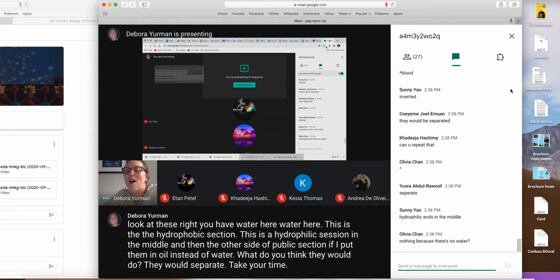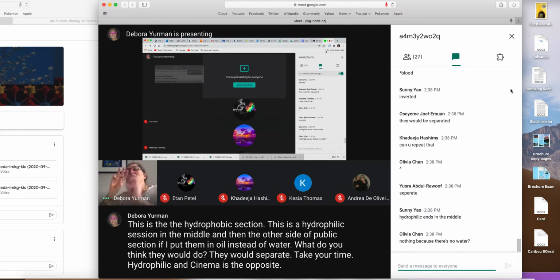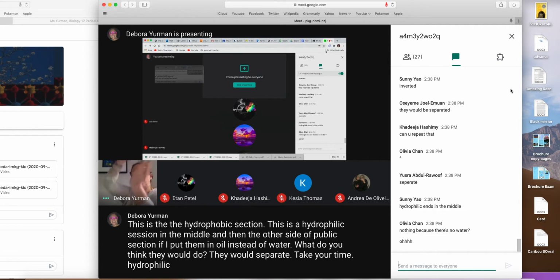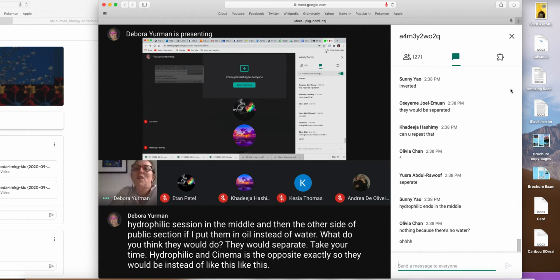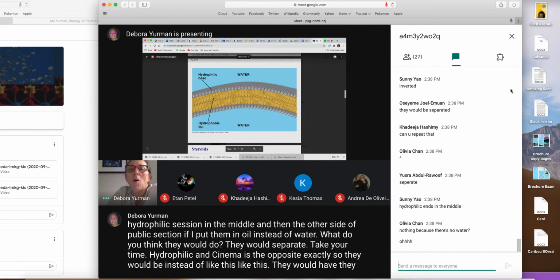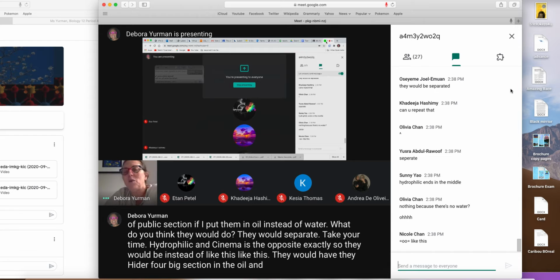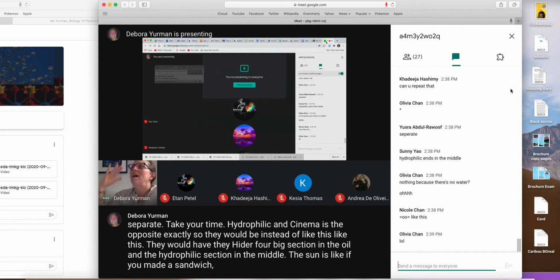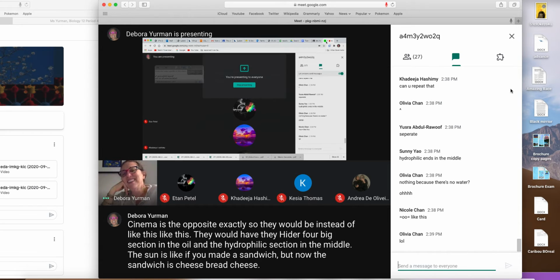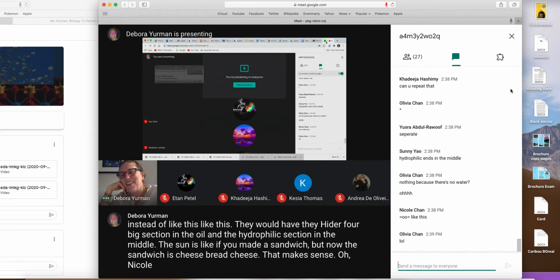Hydrophilic, it's in the middle. It's the opposite, exactly. So they would be, instead of like this, they would have the hydrophobic section in the oil and the hydrophilic section in the middle. It's like if you made a sandwich, but now the sandwich is cheese, bread, cheese. Does that make sense? Oh, Nicole, you're an artist. That is fantastic. Good job. Yeah, that's it.